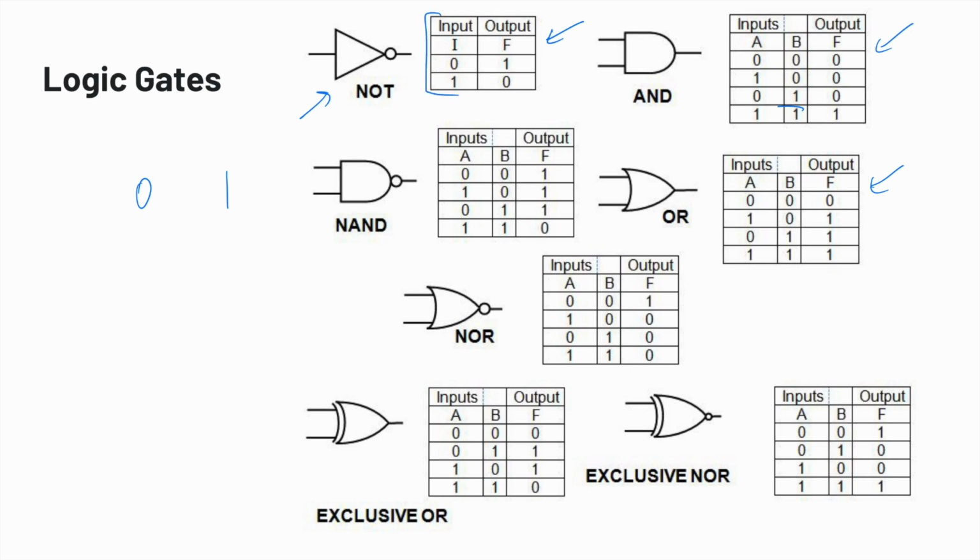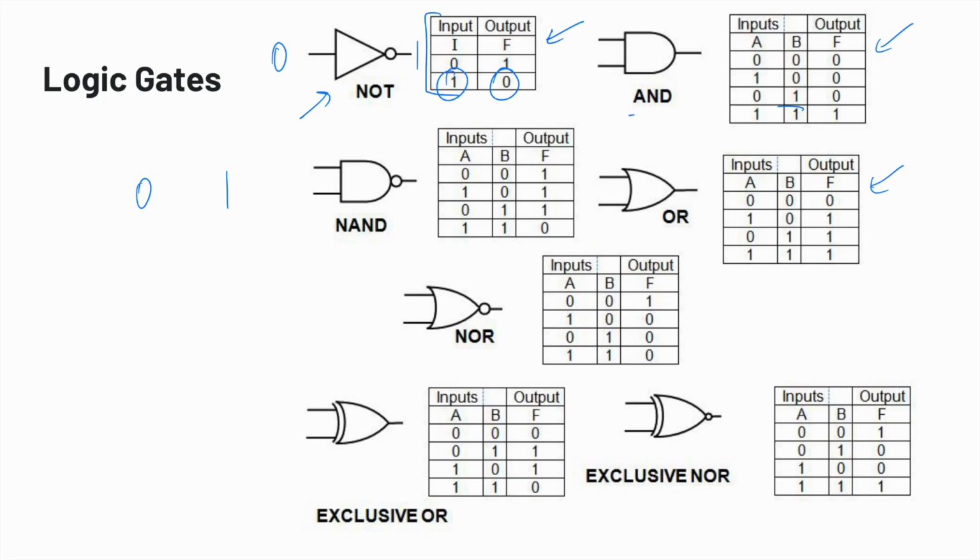Now if you look at our NOT gate, what a NOT gate does is it reverses any input that's put in. So if you put in a 0, we get a 1. If you put in a 1, we get a 0, as we can see right here from our truth table. This is probably the simplest possible logic gate.